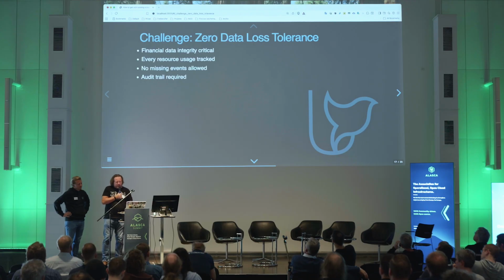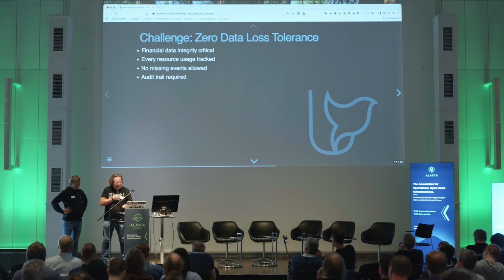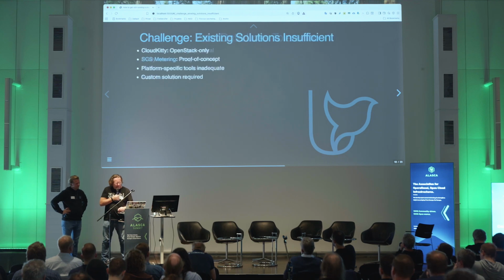Then I already said we have this zero data loss tolerance. We do not want to lose any data. Maybe at some point it's not possible, but we try to reduce it as much as we can because it has some financial impact directly onto your business. So try not to lose any data. We will come back to that.